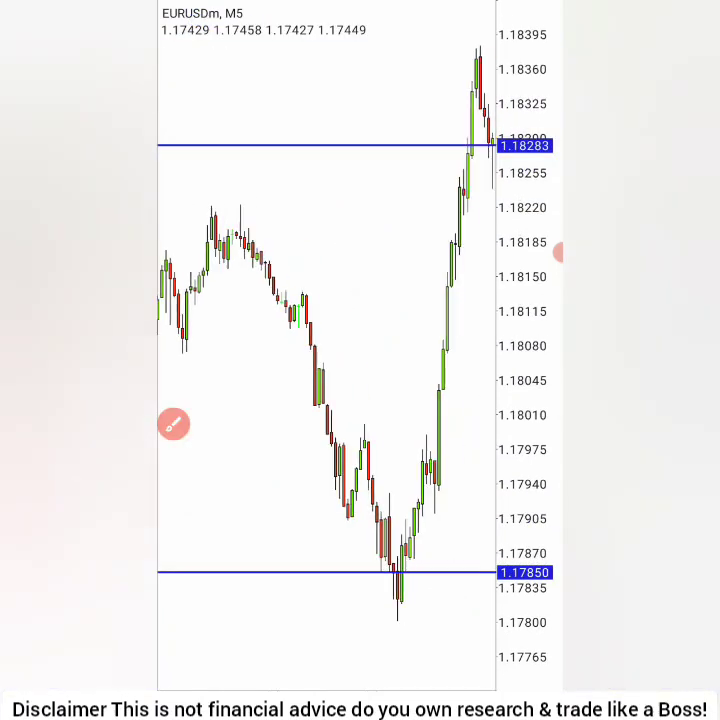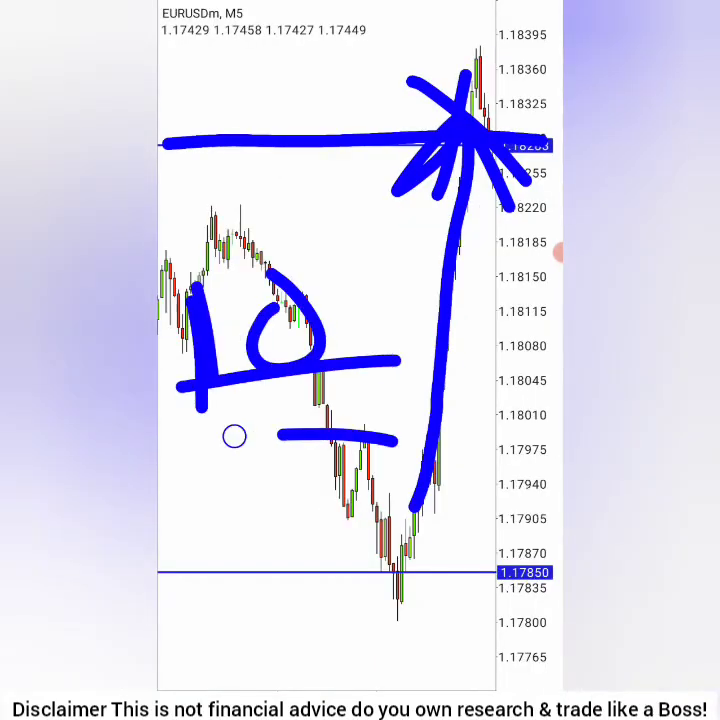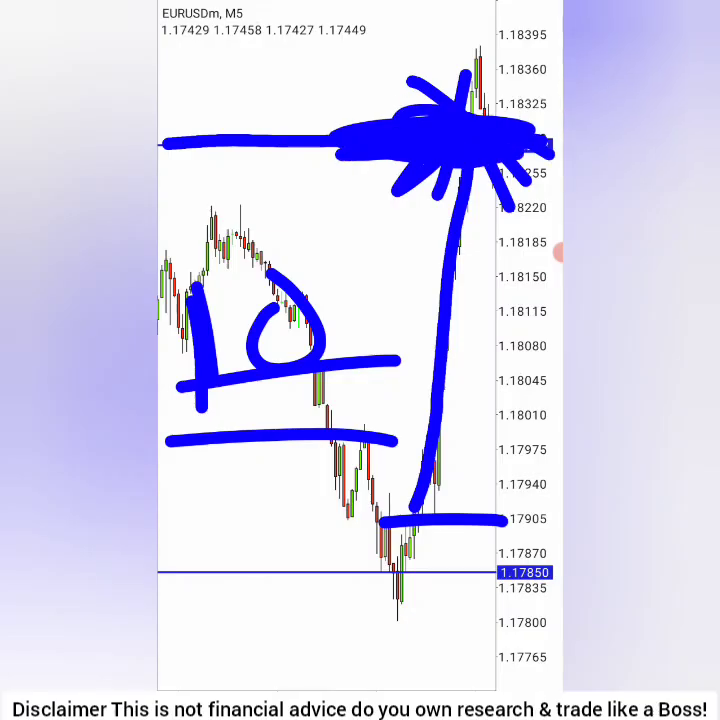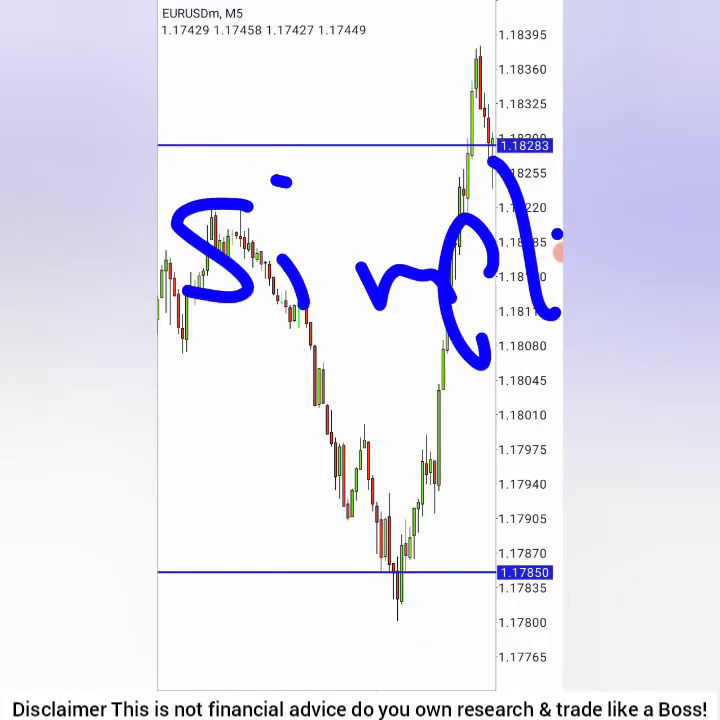And look what happened afterwards. Euro USD went up sharply, taking out all the highs right here, and by the time you go on break, you'd have made money from this level up to this level. As you can see, this is very simple and anyone can do this using this strategy.